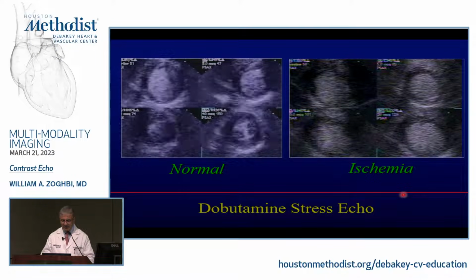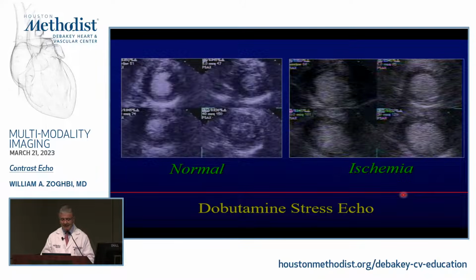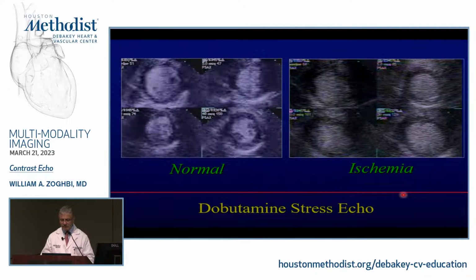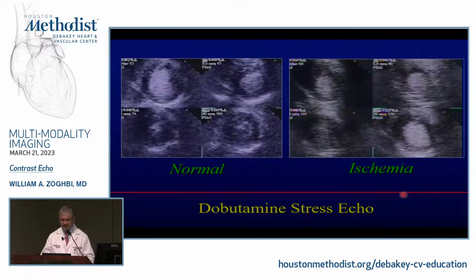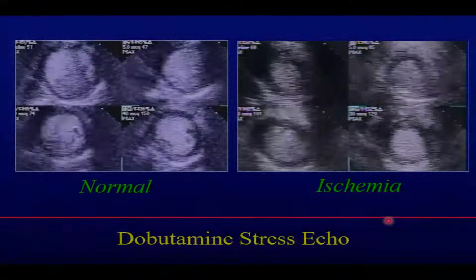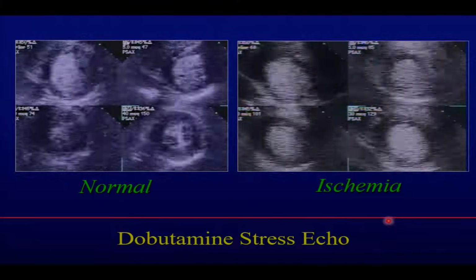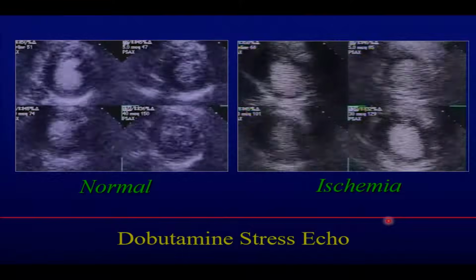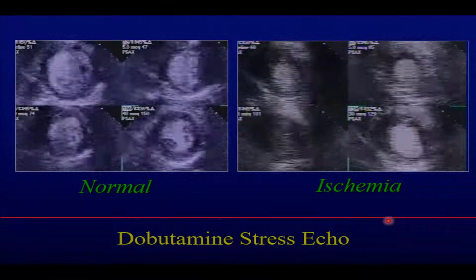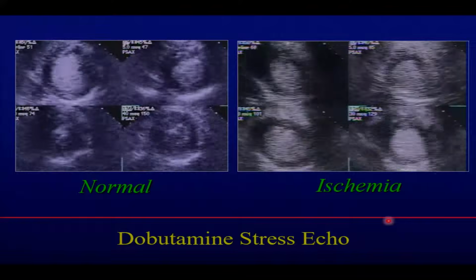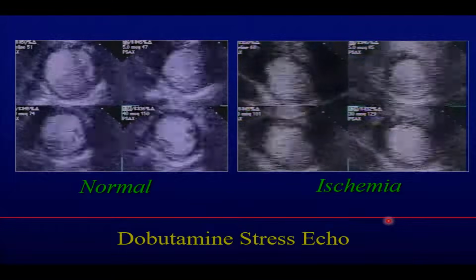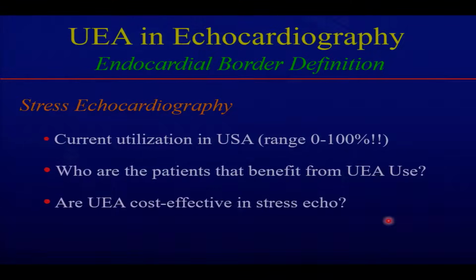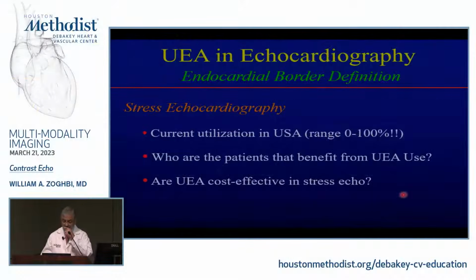For stress, and we talked about it, it is not a current approved indication, it's an off-label use. And the advice for you there is, if you have to decide on use of contrast, decide at the beginning. If you're struggling, if the images are not the greatest, remember the images will get a little worse with time and with stress. So if it is borderline at baseline, this is the time to use it. And the current utilization in the US, I think, is still between 0 and 100. It has improved a little bit.